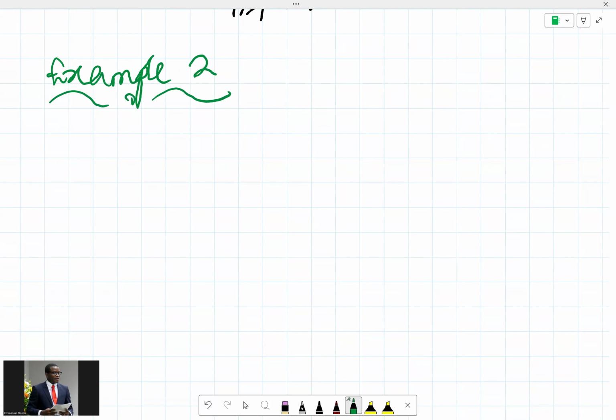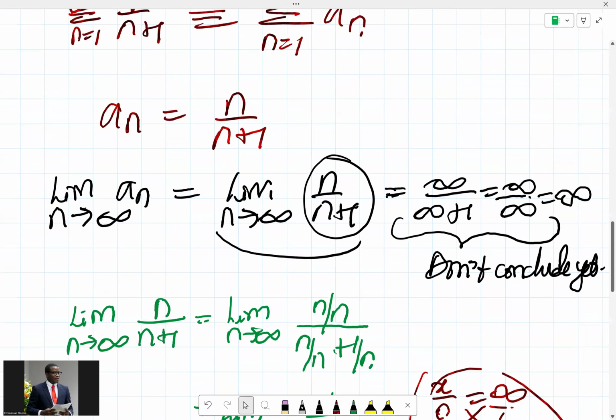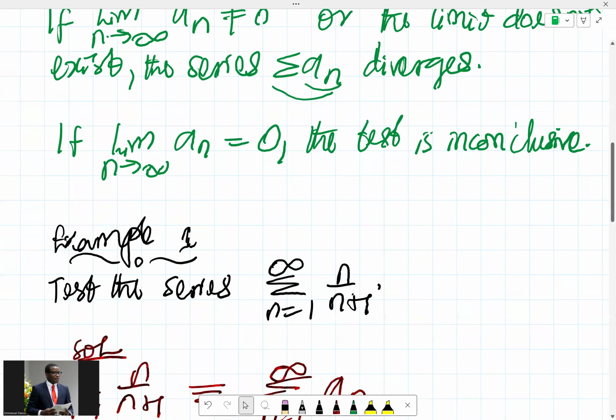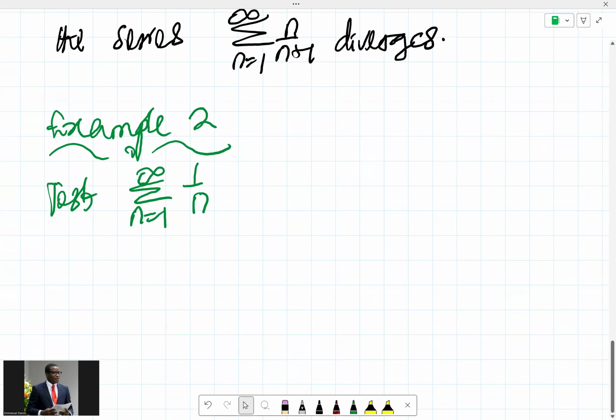So for example 2, the question is to test summation n equals 1 to infinity of 1 over n. Now, don't forget the idea here is we're talking about the nth term test for divergence. Divergence occurs if the limit is not equal to 0, and if it is 0, it is inconclusive. So it's either diverges or inconclusive, based on this particular one. So next, let's see the limits. We want to test summation from n equals 1 to infinity of 1 over n. So how do we go?